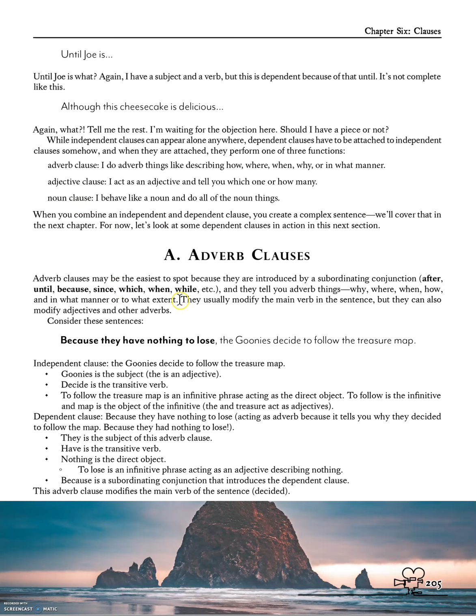So this is 6a. Now, an adverb clause, usually they are easier to spot because they start with a subordinating conjunction, a word like after, until, because, since, when, while. There are a lot of subordinating conjunctions. Just Google it if you are in doubt, but a lot of the time they're easier to find. And then they're going to modify the main verb in the sentence, but they can also perhaps modify an adjective or another adverb. So if you look at this sentence: Because they have nothing to lose, the Goonies decide to follow the treasure map.